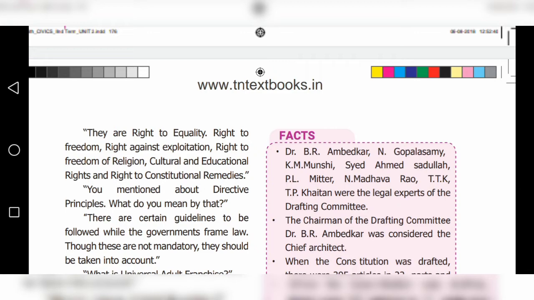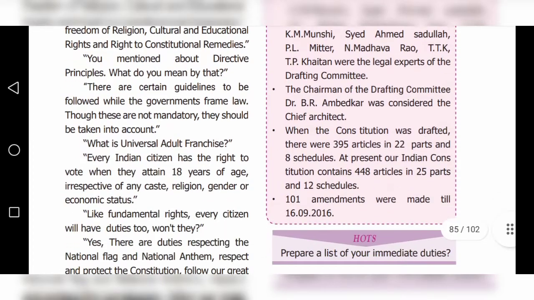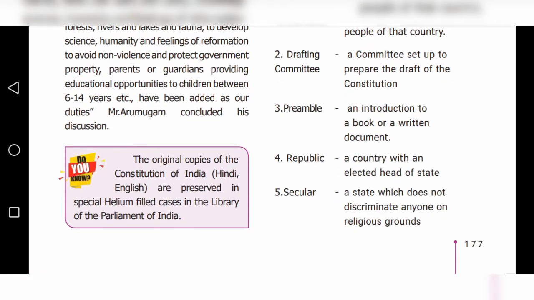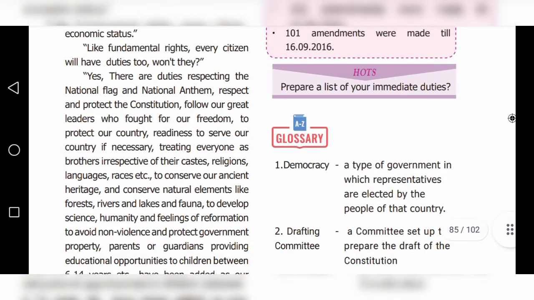Okay, children. Next one. There are duties: respecting the national flag and national anthem. The citizens of India, everybody, should respect our national flag and our national anthem. What is the color of our national flag, children? Tricolor: saffron, white and green, with a navy blue wheel in the center. This is our national flag. We should give respect to our national flag and the national anthem.